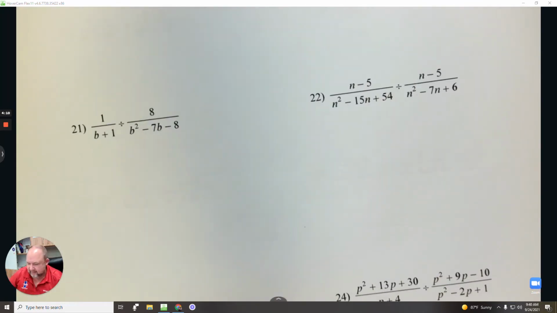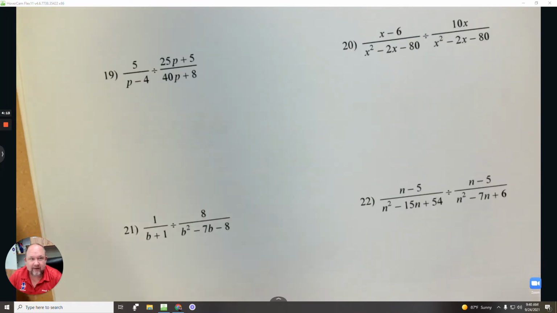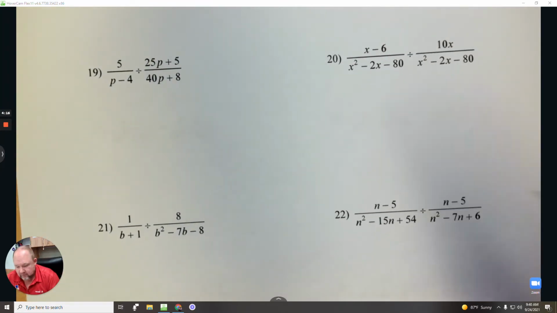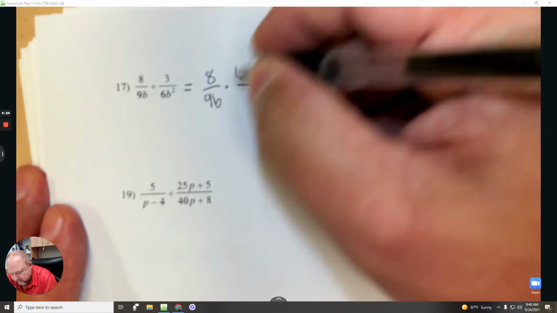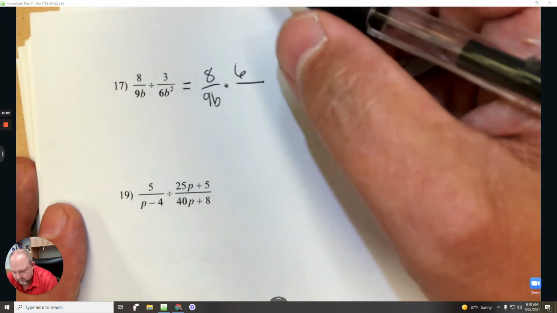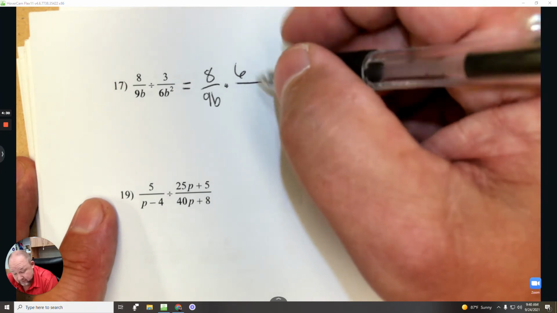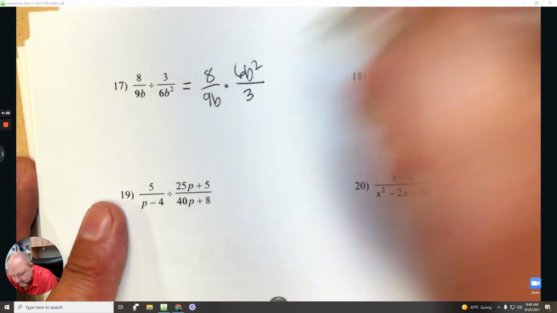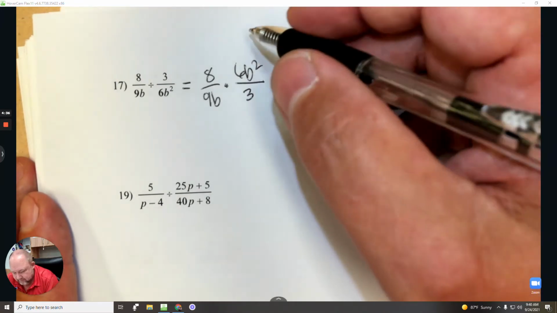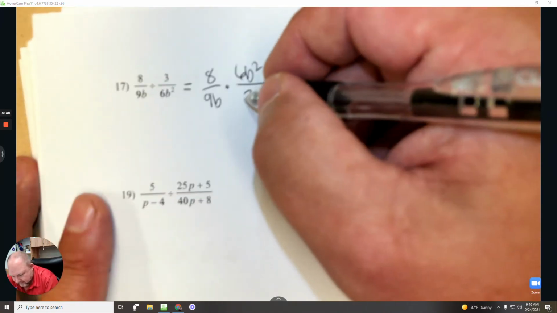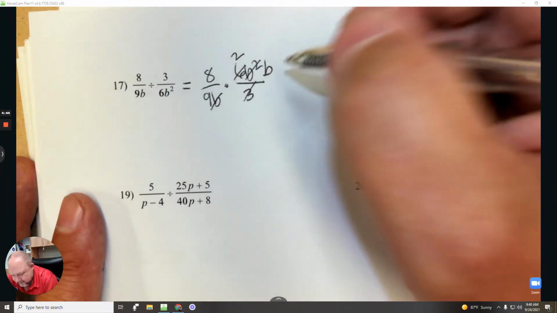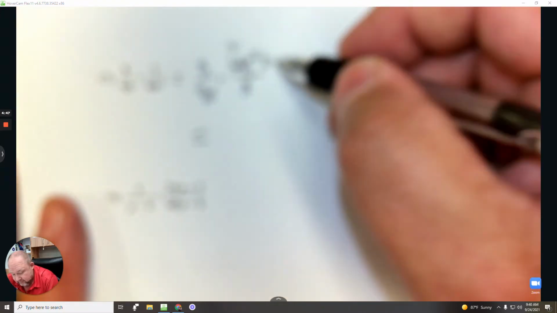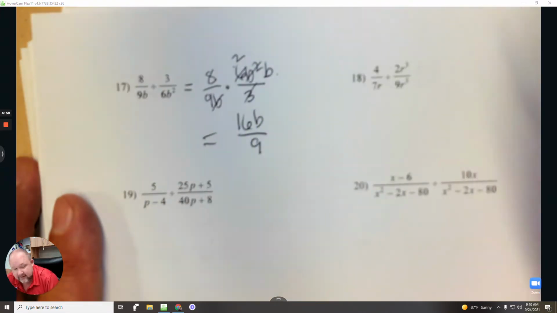All right, that's multiplying. Now we're going to practice dividing, and this will end the video at number 24. So the key to dividing, up here, number 17, is to multiply times the reciprocal. So step 1 is to change it to multiplying and change the second fraction by doing the reciprocal. Now we factor if we can. These are monomials, so we can get right to removing. So 3 goes into 6 twice. B makes b squared just a b. And that's it. So 8 times 2 is 16b over 9.